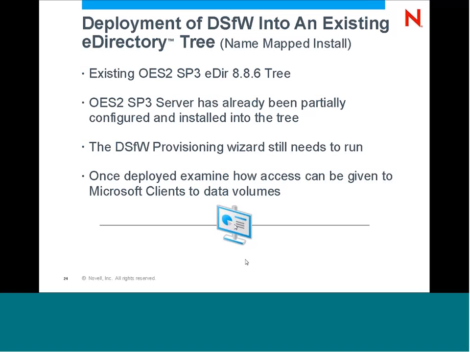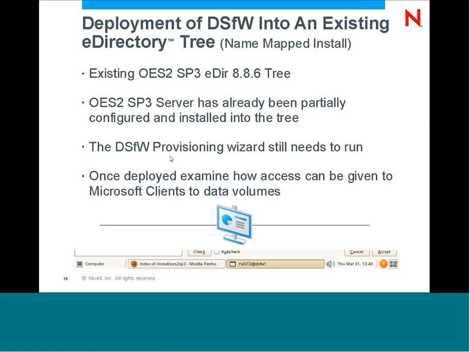We have this OES2 SP3 server. It's been partially configured, and basically it's gone through the YaST piece. I have screenshots showing everything, and we just need to go through the provisioning wizard. I've skipped through that part just to save some time. And we'll join a workstation to the domain and show how you can access resources.